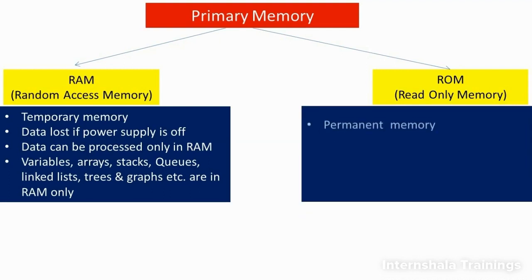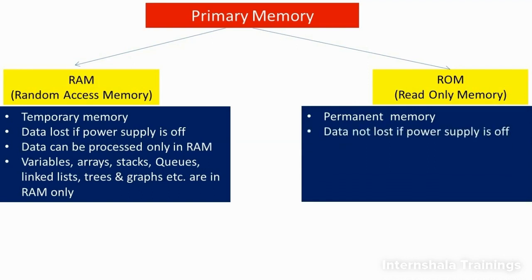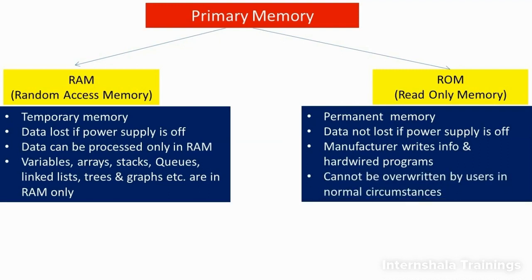Now, ROM. ROM is a permanent kind of memory. It is not transient, it is not temporary like RAM, it is of permanent nature. If we put the power supply off, data is not lost. The manufacturer of the computer system writes information and hardwired programs using ROM. And this kind of information, data, and hardwired programs cannot be overwritten by the users in normal circumstances.